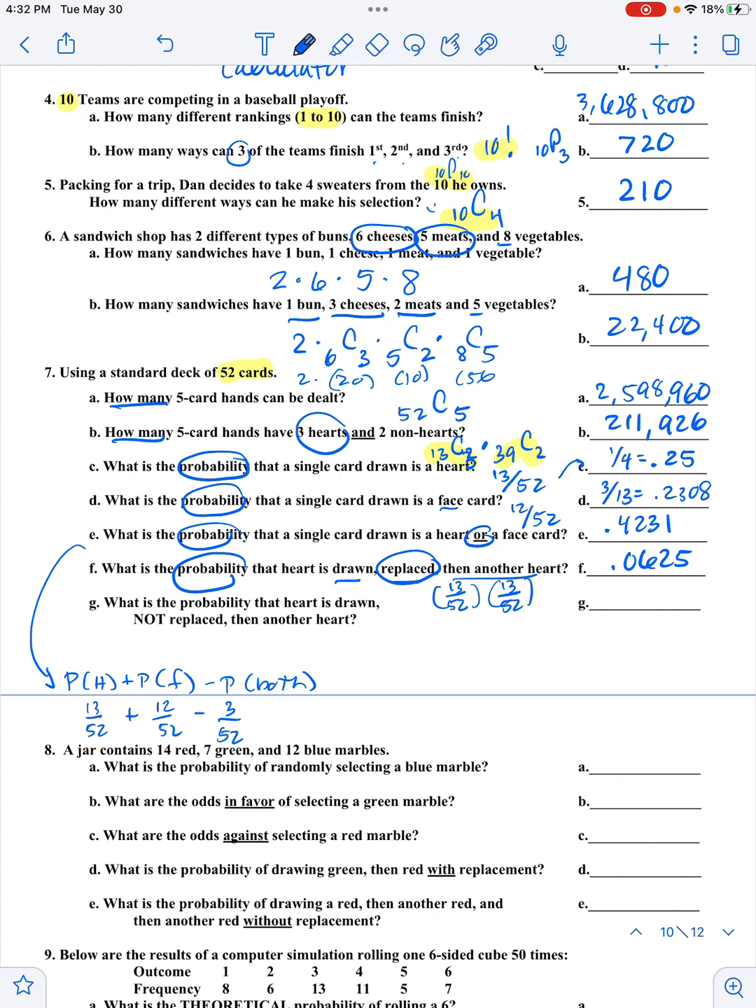Okay, what is the probability that a heart is drawn, not replaced, and then another heart? So this is a heart followed by a heart. Here we had 13 out of 52 cards that were hearts, but not replaced means that these just became dependent on each other. Now I only have 12 hearts left because you kept one, out of 51 cards, and that leaves me with a probability of 0.0588 when I multiply them together.